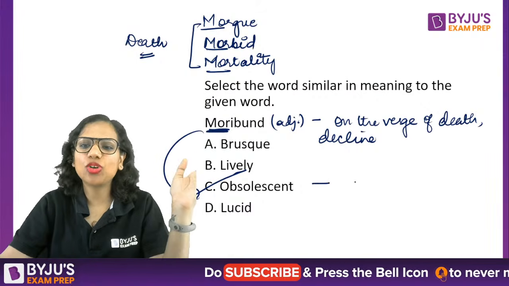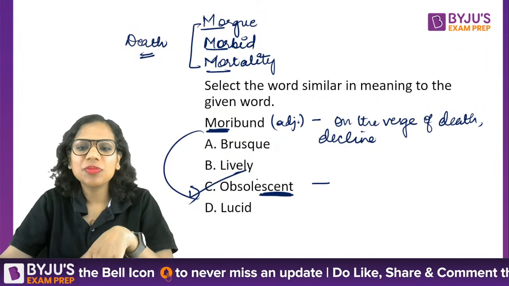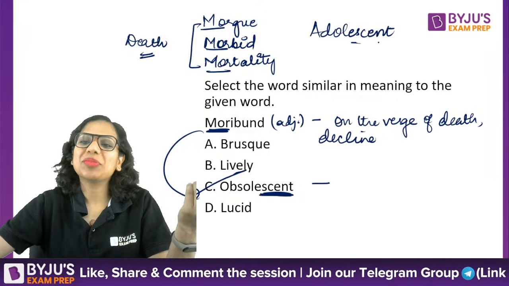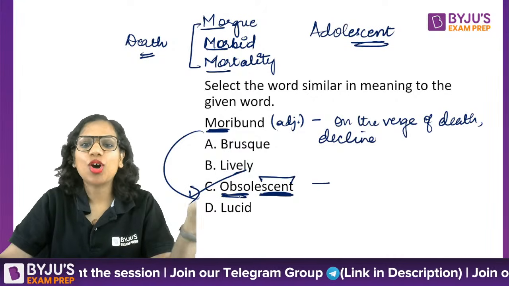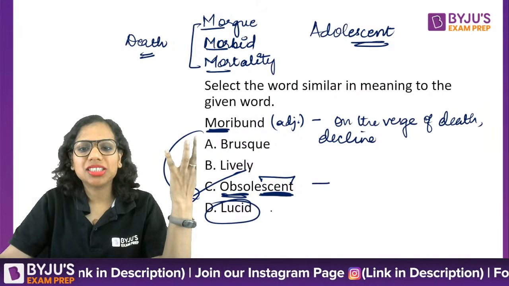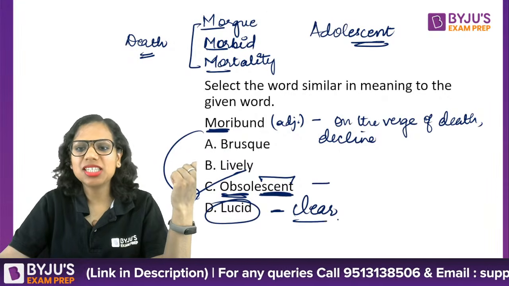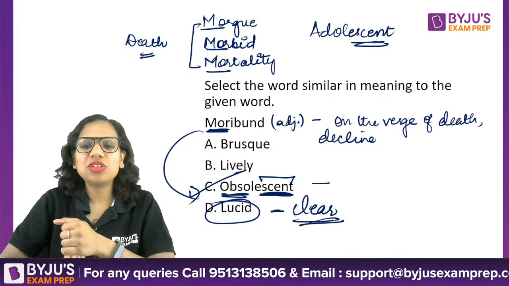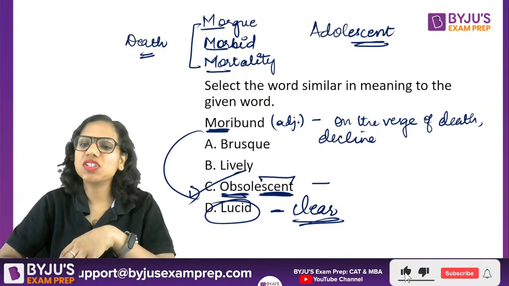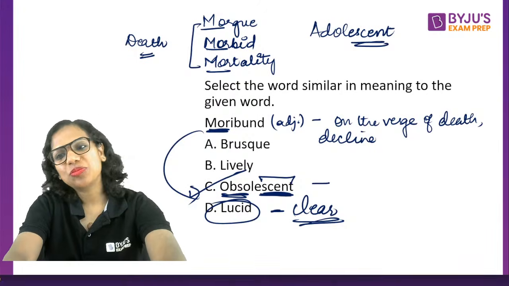Something that is obsolescent, again on the verge of decline, on the verge of becoming obsolete. This scent is used when you are on the verge of becoming something. Who is an adolescent? Somebody who's on the verge of becoming an adult, right? On the verge of becoming obsolete, right? Lucid, something that's very clear in expression. It's used for your speech, for your writing. Okay, clear. That is lucid. Okay, so moribund is obsolescent, and that is our answer here. Brusque is offhand and abrupt. Lucid is clear in expression. Okay, obsolete can be related to this.